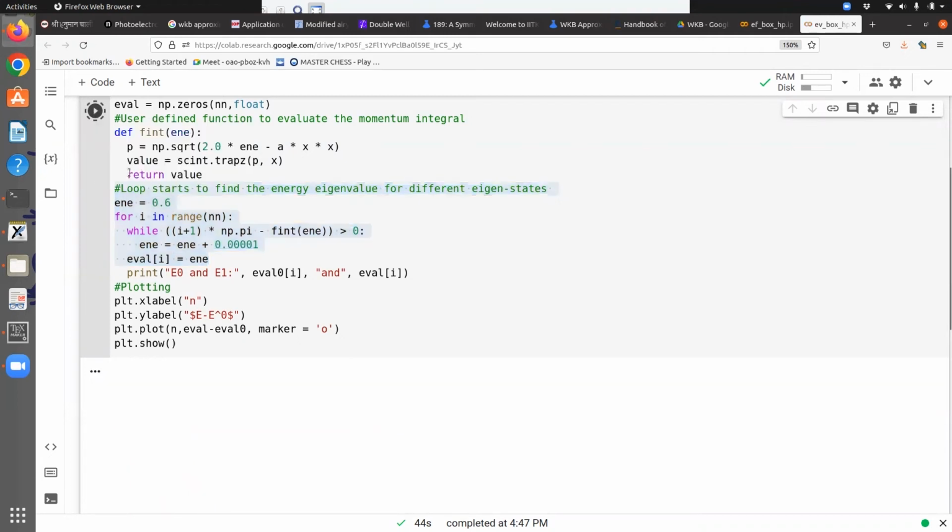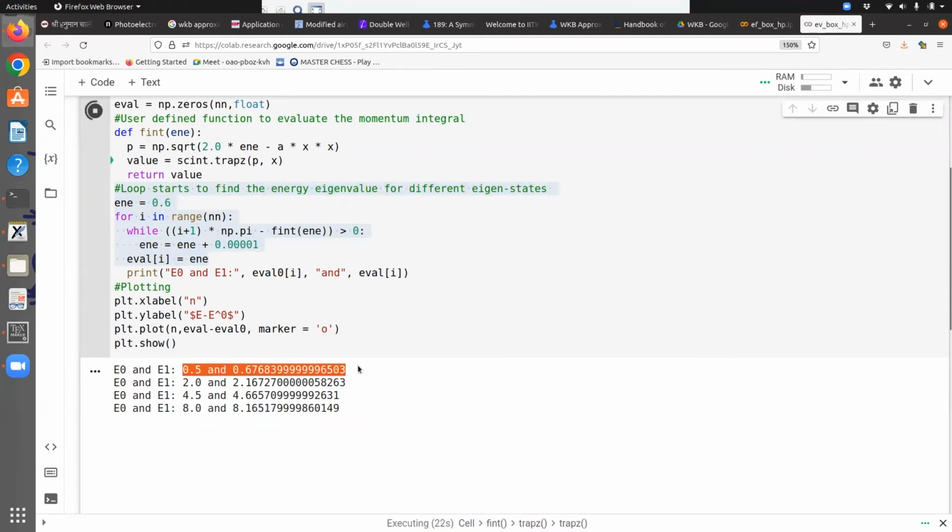Let us run the code and check the output. So here the code is printing the energy eigenvalues. So 0.5 is the energy eigenvalue for a box with potential V equal to 0, and this is for a box with harmonic potential. And the first row is for the ground state.